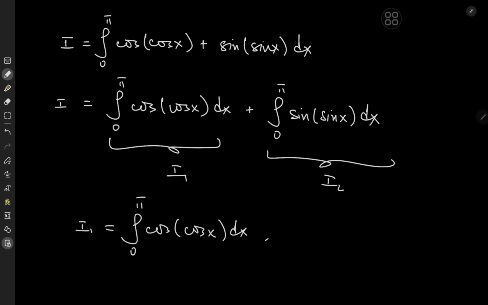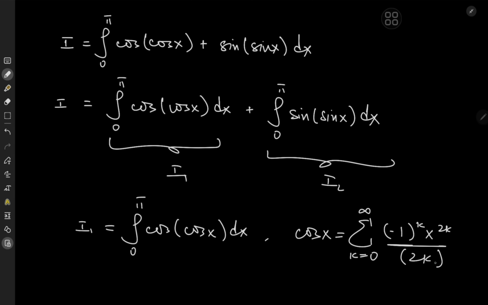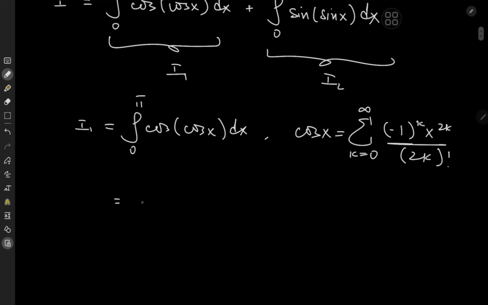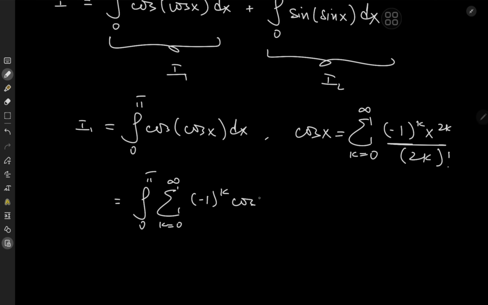And I'd like to make use of the Maclaurin series for cosine x. We know that this equals the sum over k from 0 to infinity of -1 to the k times x to the 2k over 2k factorial. So we have cosine of cosine x, which means I can write the integral from 0 to pi of the sum over k from 0 to infinity of -1 to the k times cosine to the 2k of x over 2k factorial dx.